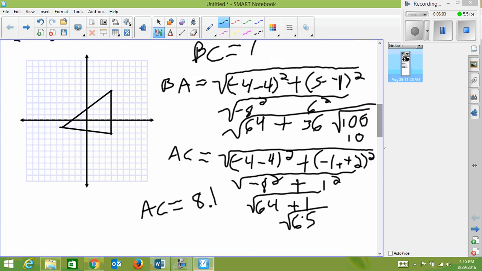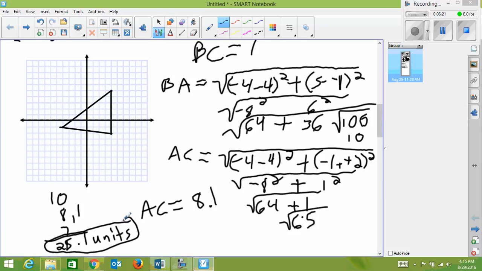So the perimeter of that then, if I add all three of those together, I'm adding 10, 8.1, and 7. If I line up the decimals, it would be 25.1 units, whatever the unit is. I don't have a measurement. So there's my perimeter.